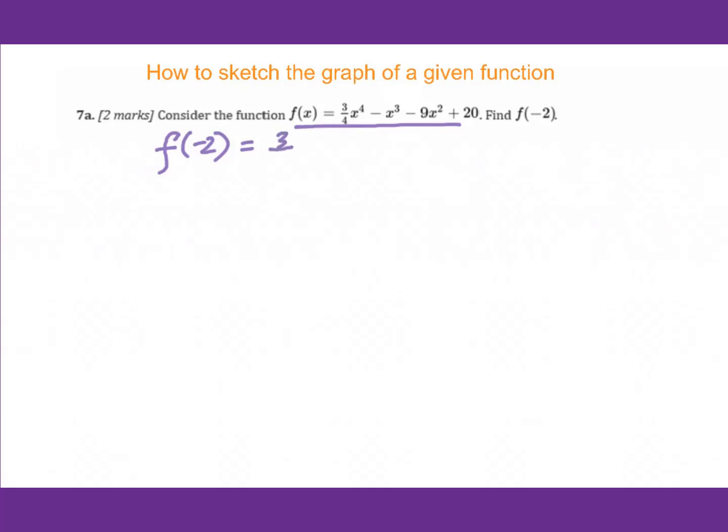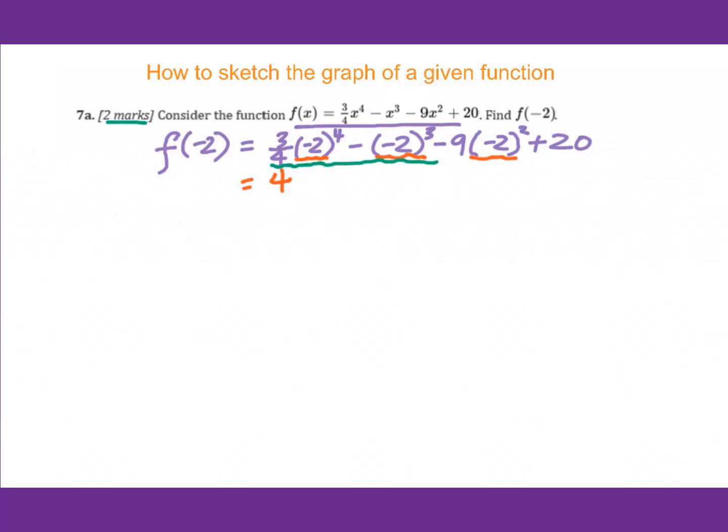So we have 3/4 (-2) to the fourth power minus (-2) to the third power minus 9(-2) squared plus 20. When you put it into a graphing calculator, make sure you put the parentheses. Then you will get 4. If you want to get the full marks, this substitution you have to show on your paper.